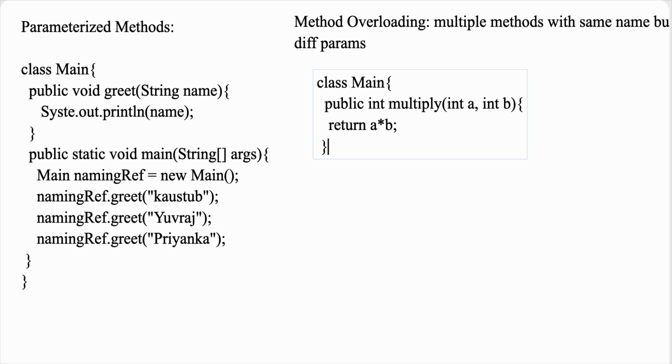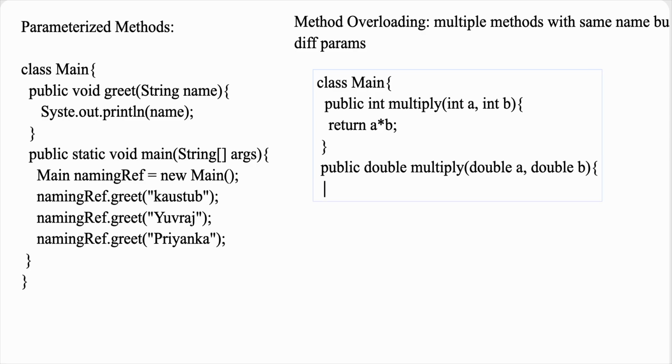Okay, so here one more method we have to create, because here we mentioned the multiply method. Okay, public double multiply. Here the double a and double b. So here we need to return a into b.